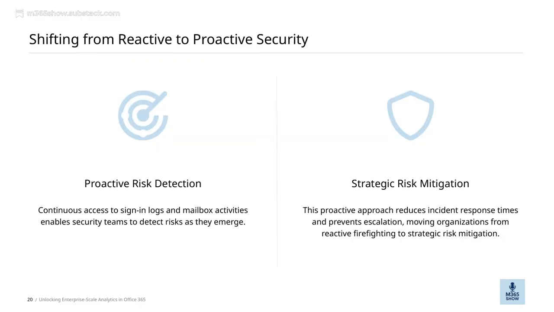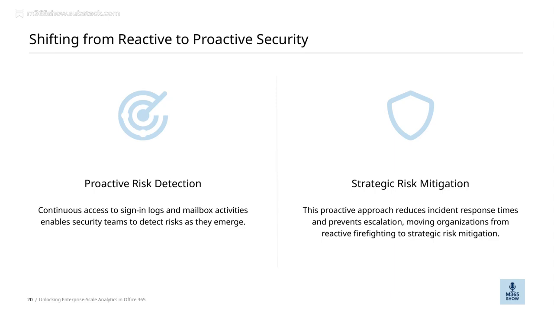Let's talk about unlocking enterprise-scale analytics in Office 365. One of the key shifts we're making is moving from reactive to proactive security. Instead of waiting for an incident to happen and then responding, this proactive approach helps us identify and address risks early on. By doing so, we can significantly reduce incident response times and prevent issues from escalating. This shift changes our focus from firefighting to strategic risk mitigation, which is much more effective in the long run.